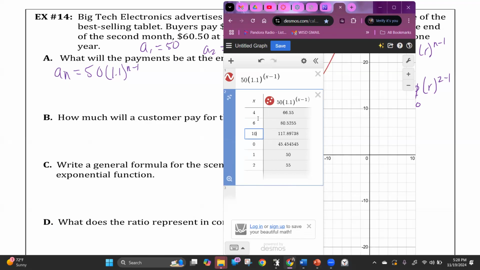So here I go. Here are my values. So I know that at A sub n, so at month 4, it's going to be $66.55. At month 6, obviously I'm going to have to round, so it's going to be $80.53. And at month 10, it's going to be $117.90. Okay. If you don't round, you also can truncate in AP pre-cal. Truncating just means I cut off. So I can just say 52 and I can just say 89. But that's just if you're afraid to round. I'm just going to keep rounding because that's what I've been doing.